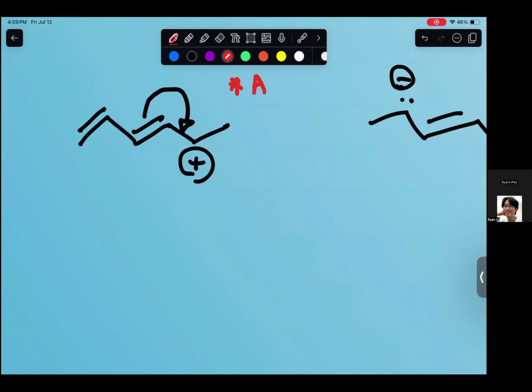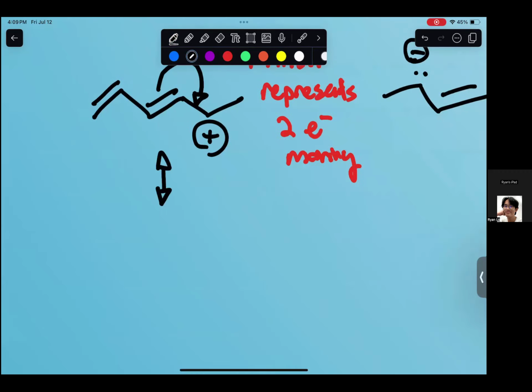The arrow represents, I'll write this in red, it's pretty important, two electrons moving. And when you do that, this arrow right here is to show the transition between resonance structures. This bond moves on here. You see this? This bond went from here to here.